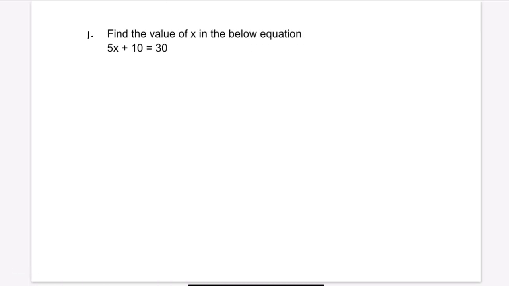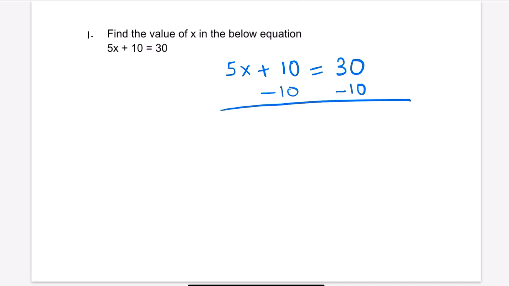All right, so the first question asks you to find the value of x in the below equation: 5x plus 10 is equal to 30. So clearly we need to isolate x. In order for us to isolate x, let's first remove 10 from both sides. We have positive 10. The inverse of the positive 10 is negative 10. So if you do something on the left side, you have to do the same operation on the right side to keep the equation in balance. So 10 and negative 10 get cancelled out.